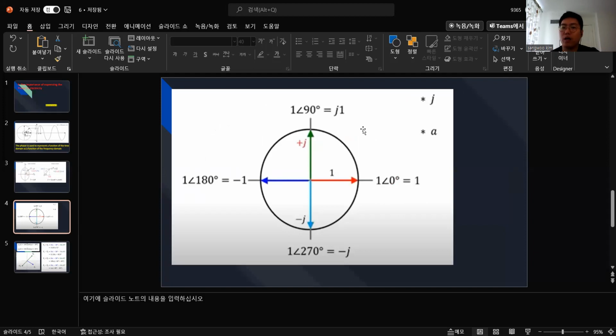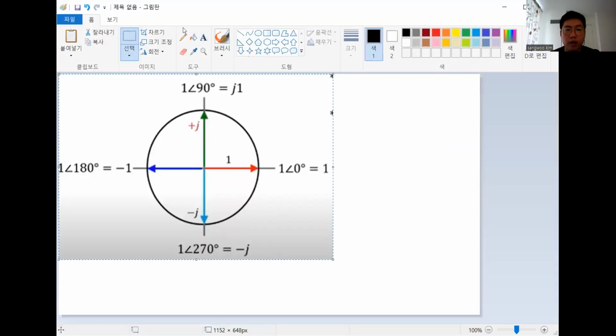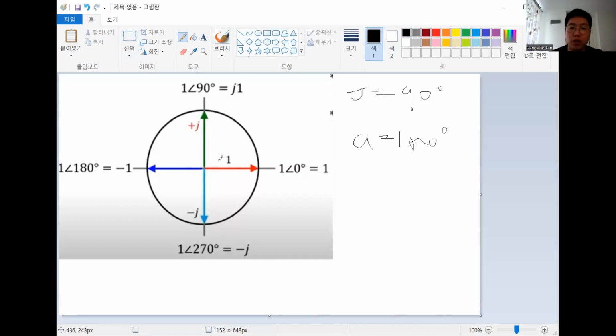First of all, J means a 90 degree lead, and A means a 120 degree lead. Look at that, guys. I said J is a 90 degree lead and A is a 120 degree lead. So for example, here, the average is 90 degrees, right?